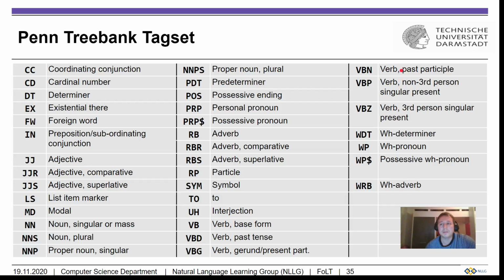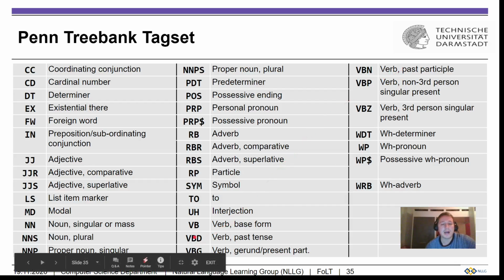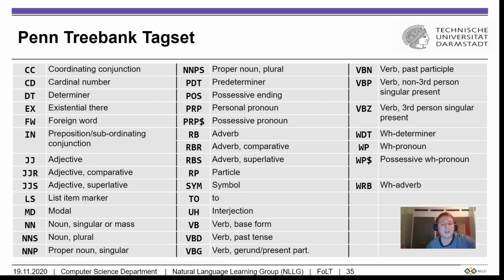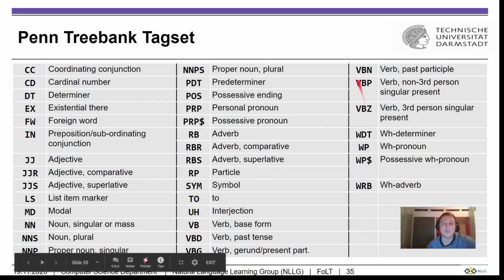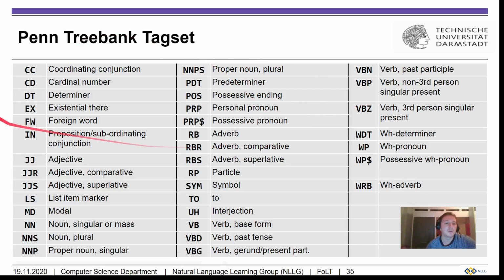What is past participle? That's something like shown or spoken, right? That's past. You have gerund, like speaking. You have the base form, that is speak, and you have the past tense. That would also be something like spoken, right? So I'm not exactly sure here what is the difference between past participle and past tense, but in any case, those are the categories that we have, and they are sufficient for English, and that's why they're used in the Penn Treebank. If we had another language, we'd have a bigger tag set.